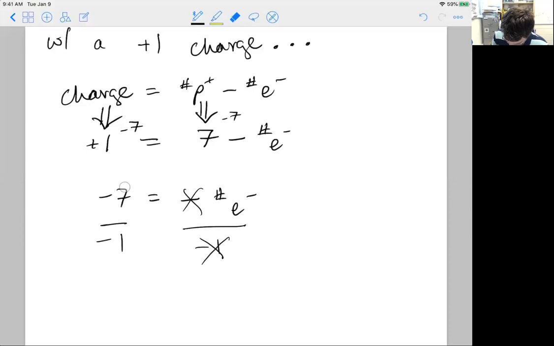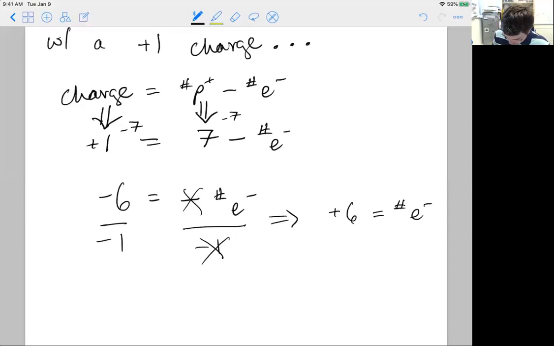Excuse me, small typo here, -6. Now -6 minus 1 tells us that we have +6 equals the number of electrons. The number of any subatomic particle should be a positive number because you can't have negative subatomic particles. So the number of electrons is equal to 6.